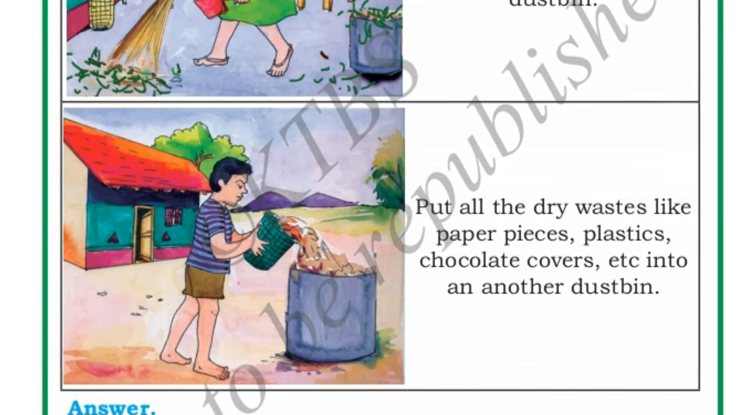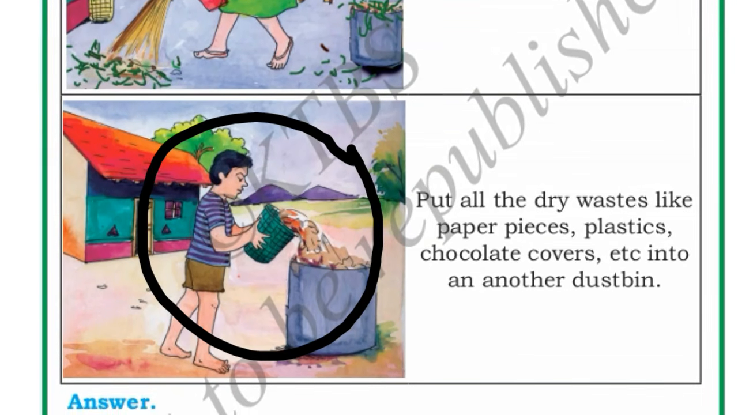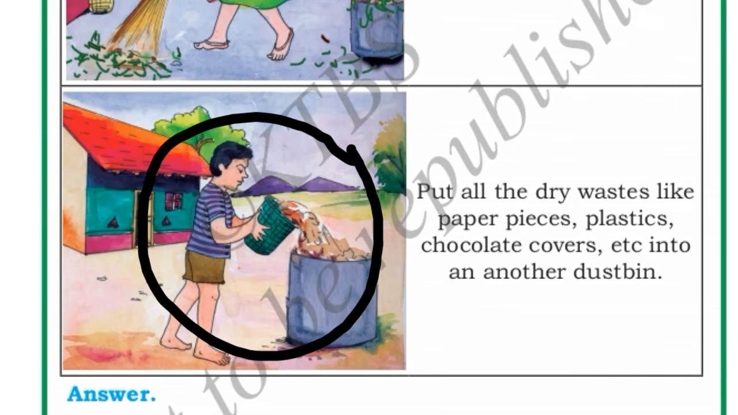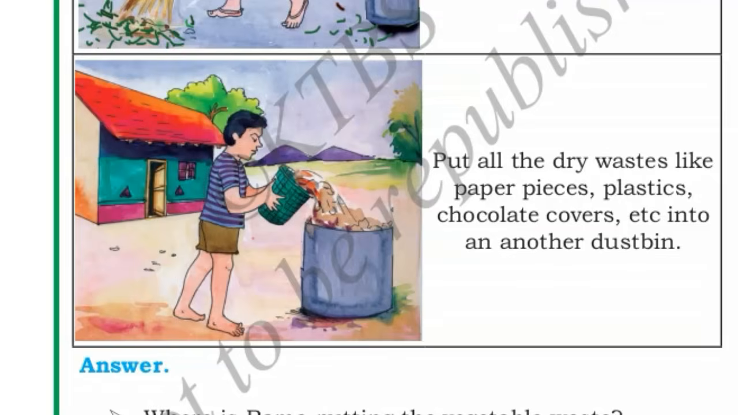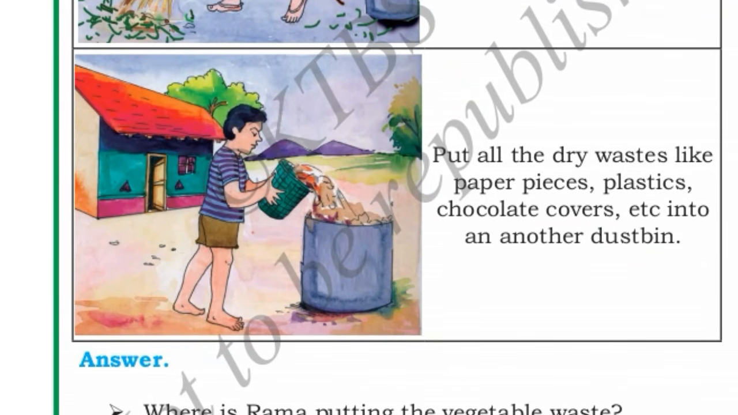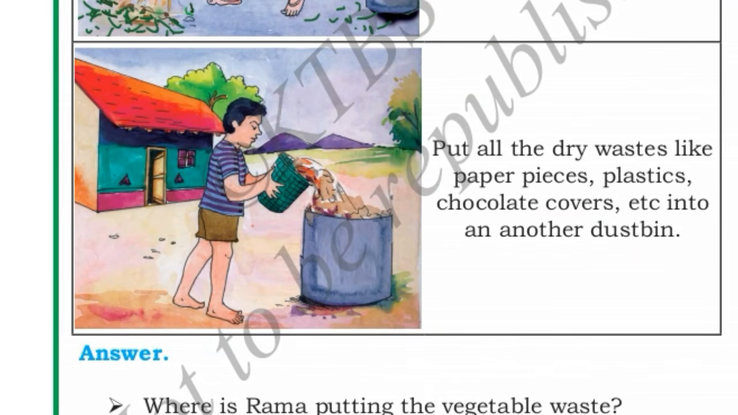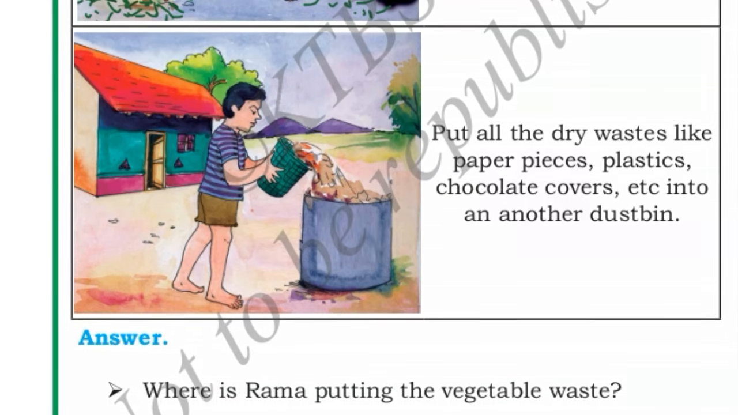And see here, Ravi is putting the dry waste like paper pieces, plastic and chocolate covers into another dustbin. So Rama and Ravi are putting the wet waste and the dry waste into different dustbins. You also have to do the same in your home, children.